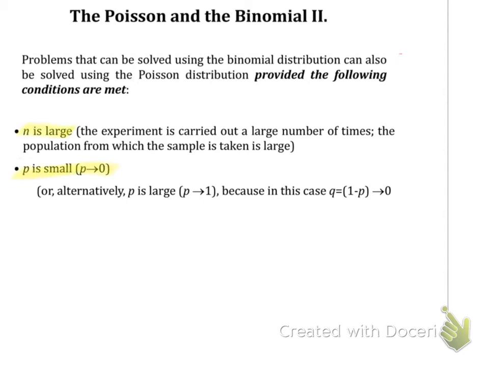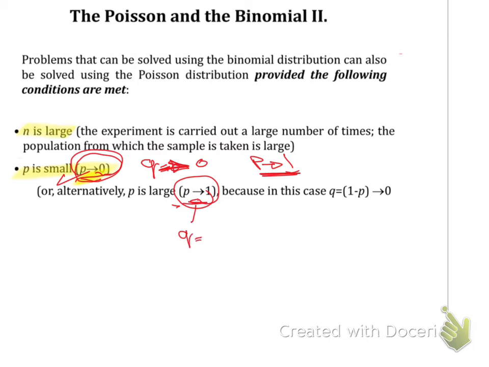And in some cases, it is not mandatory that p tends to be 0. It could also be q tending to be 0. If q tends to be 0, it means that p is very big, very close to 1. So if the probability is very close to 0, or very close to 1, I can use it. If the probability is very close to 0, I can use the Poisson. If the probability is very close to 1, this means that q will be very close to 0, because one of them should be closer to 0, p or q.